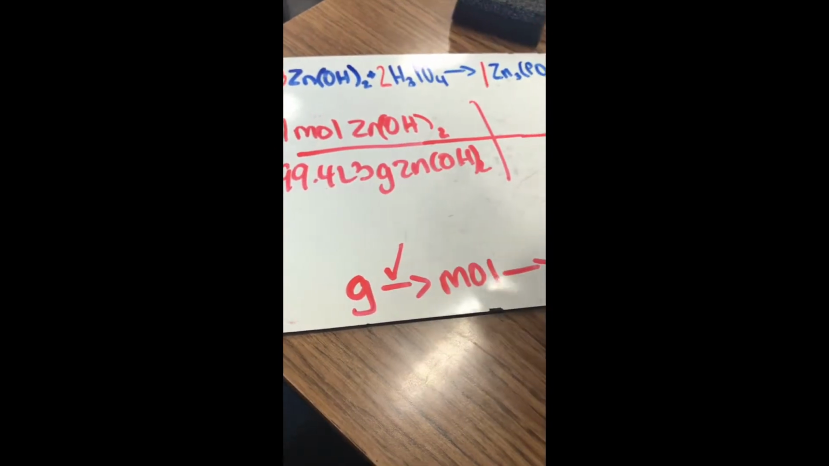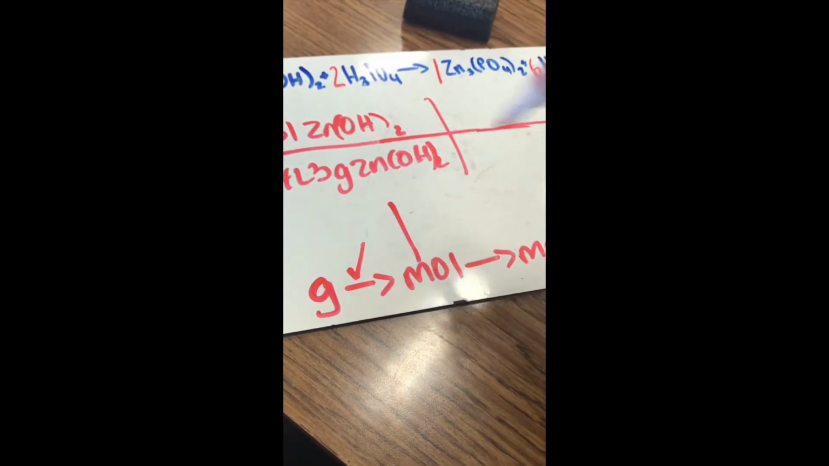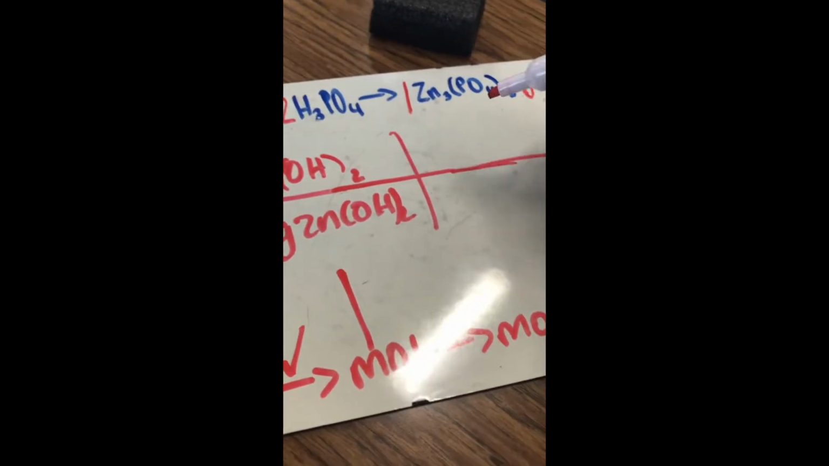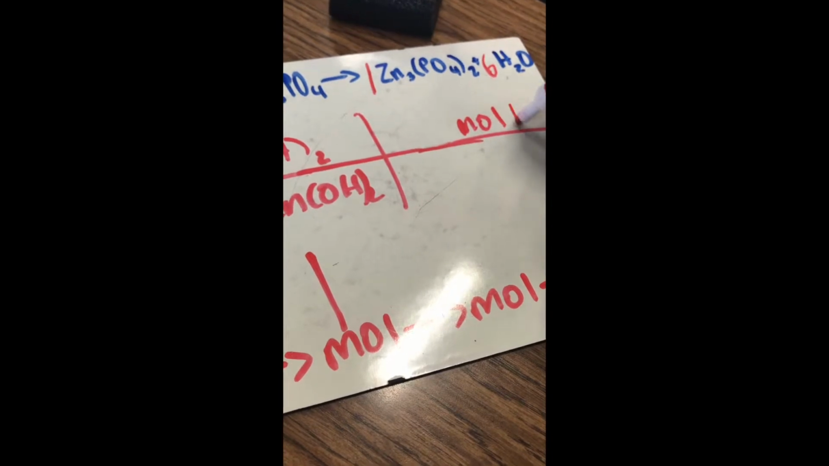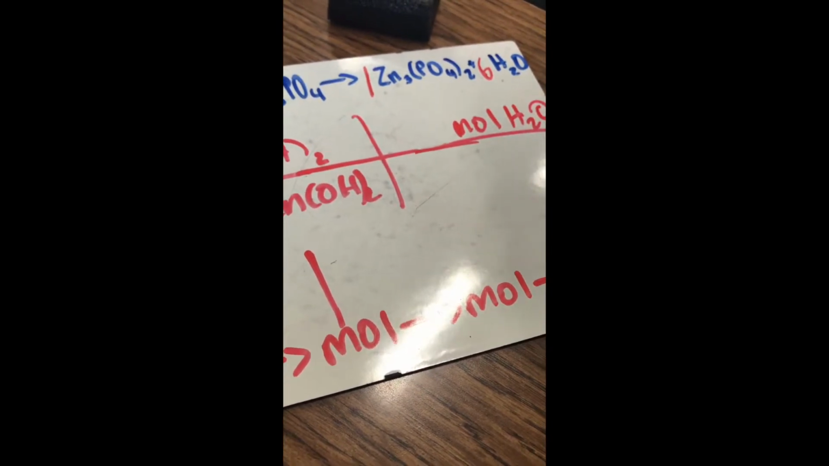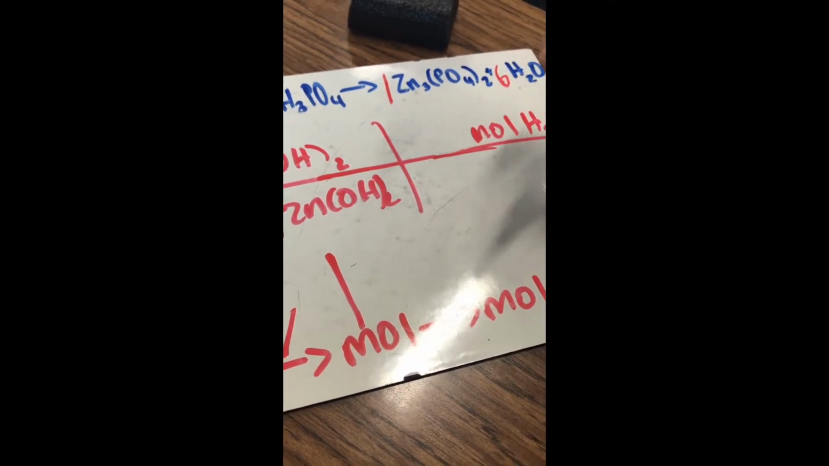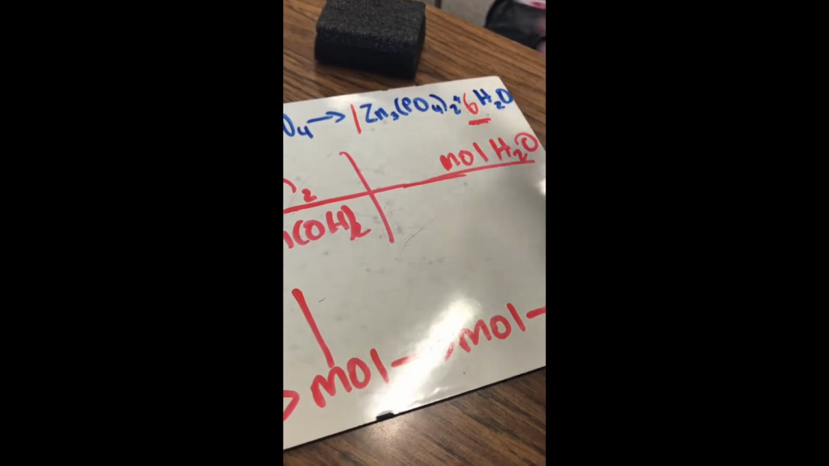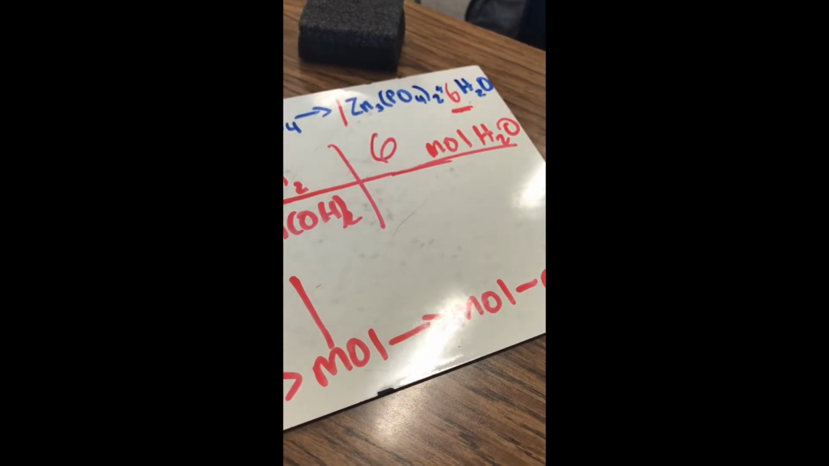So now we're going to do the mole to mole conversion, and this is when we use the numbers in the balancing equation that we completed in the beginning. So we need the amount of moles of H2O and the amount of moles of zinc hydroxide. So if you look at our balancing equation, you can see that we have 6 moles of H2O and 3 moles of zinc hydroxide.